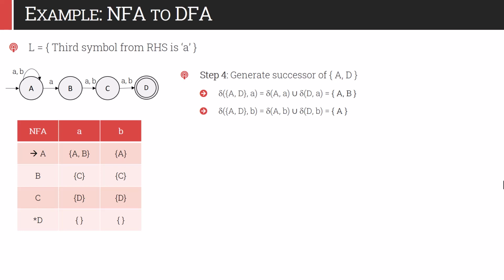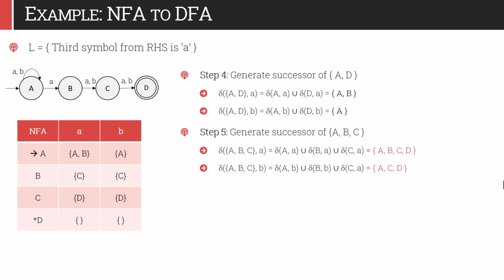When we read A from AD, it goes to states A or B. AB we have already processed in step 2. And on reading B from AD, it moves to state A, and A is also processed in step 1. It means there will be only arc updation. No new state is added. Just arcs will be added on input A and B from AD.